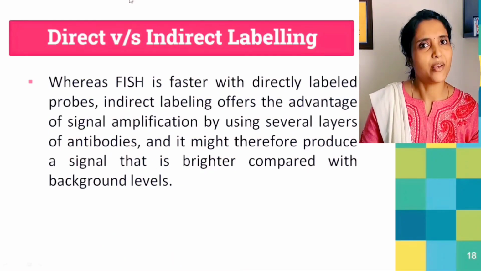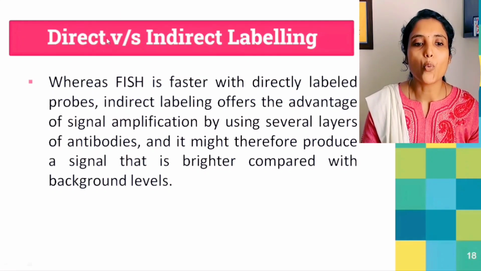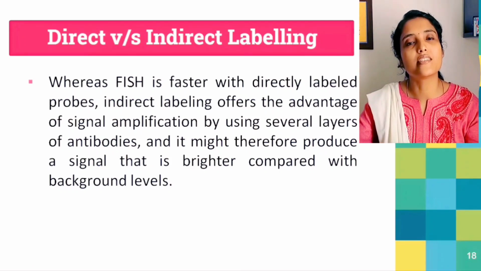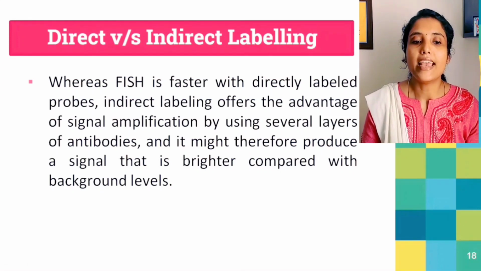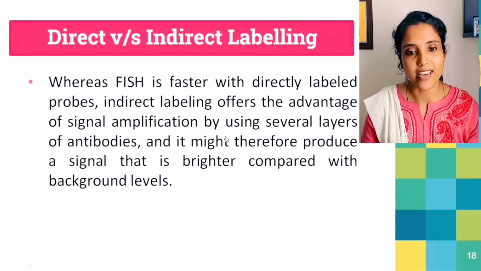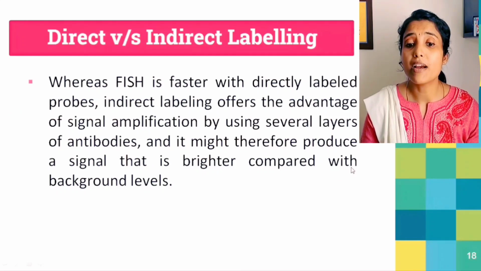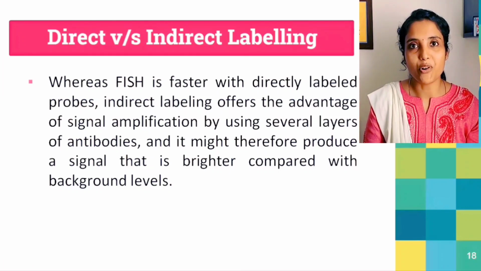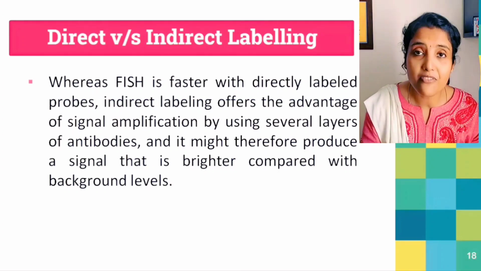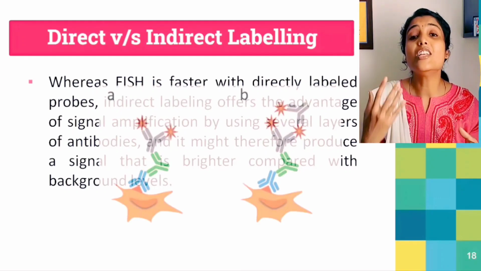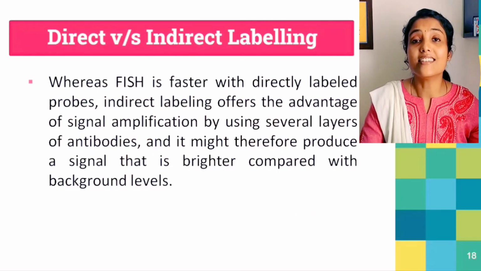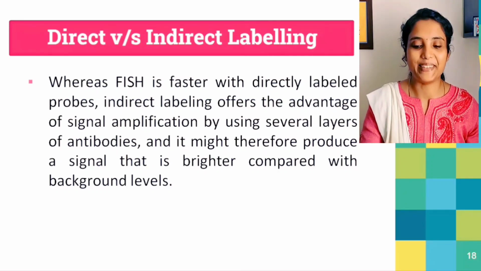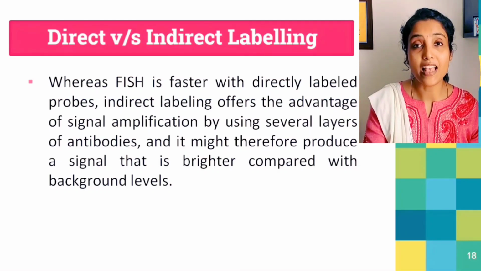So direct versus indirect labeling, what is the use of both? Whereas FISH is faster with directly labeled probes, you do not have that extra step. After hybridization, you just need to visualize. Even though that is faster, indirect labeling offers the advantage of signal amplification by using several layers of antibodies, and it might therefore produce a signal that is brighter compared with background levels. You're using different antibodies, one on top of the other, so you can amplify the fluorescent signal that is coming out and it is more easily visualized. So if one is faster, the other one is more accurate. We can identify it in a much better way. That is direct versus indirect labeling, the advantages of both.